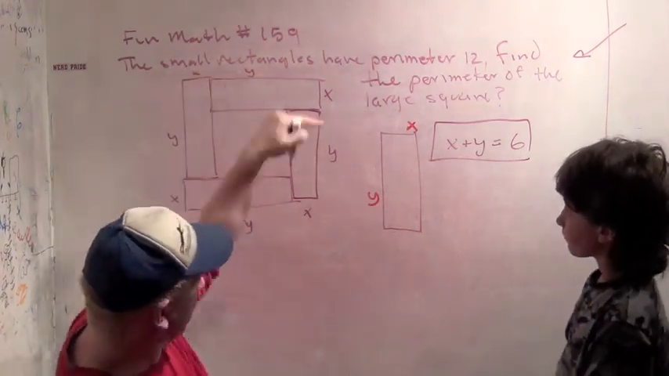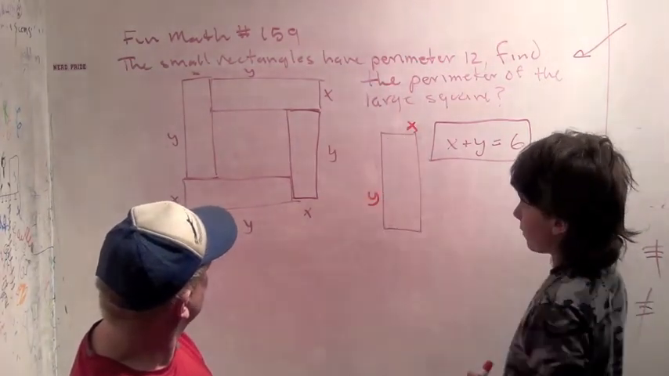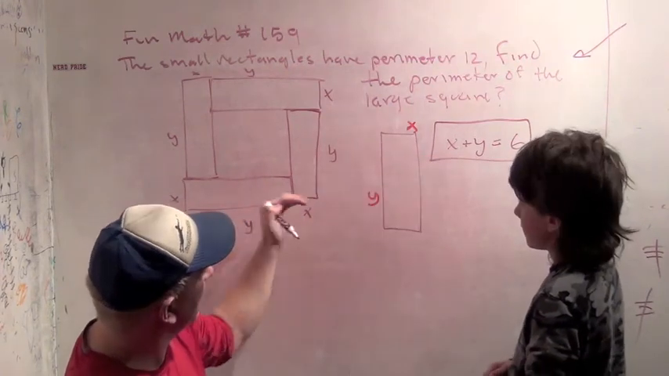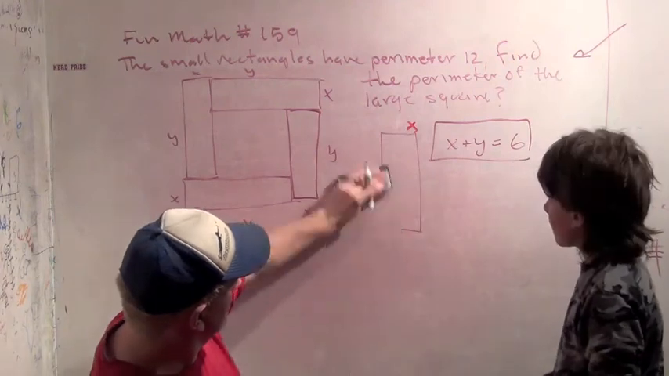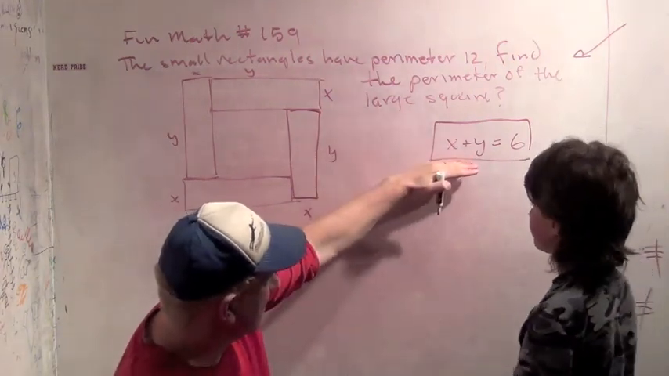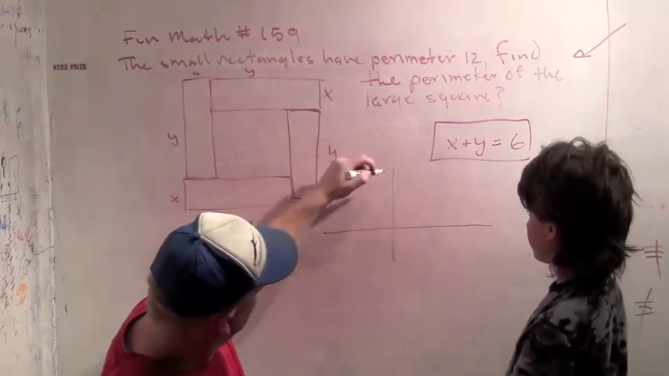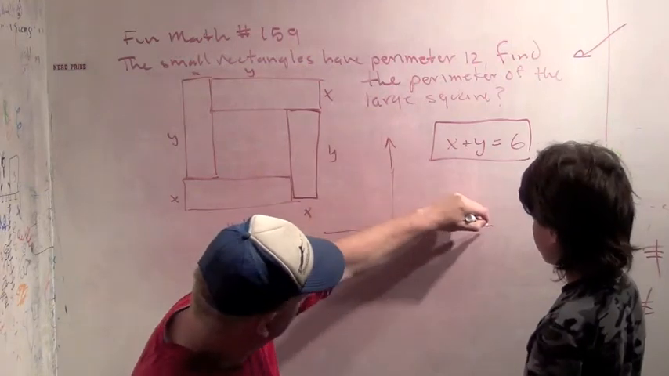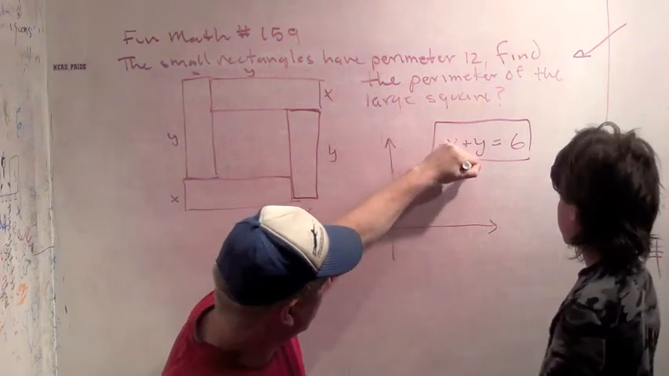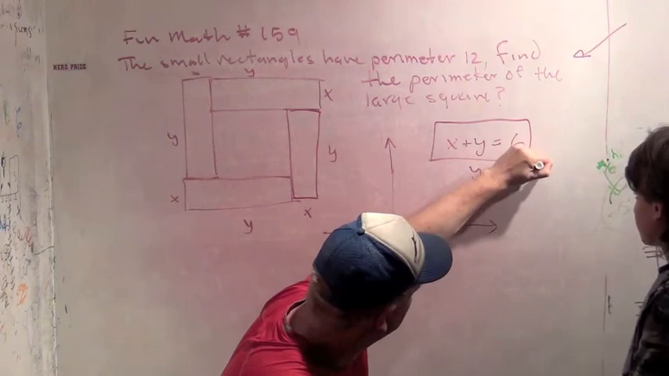What's the perimeter of the large square? Well, we have 4y plus 4x. So if x plus y equals 6, what's 4x plus 4y? It's 24. So we have an interesting thing. This is a line, right? Solving for x and y produces something pretty neat. If x plus y equals 6, this is a line that we can put in standard form, or slope-intercept form, y equals minus x plus 6.